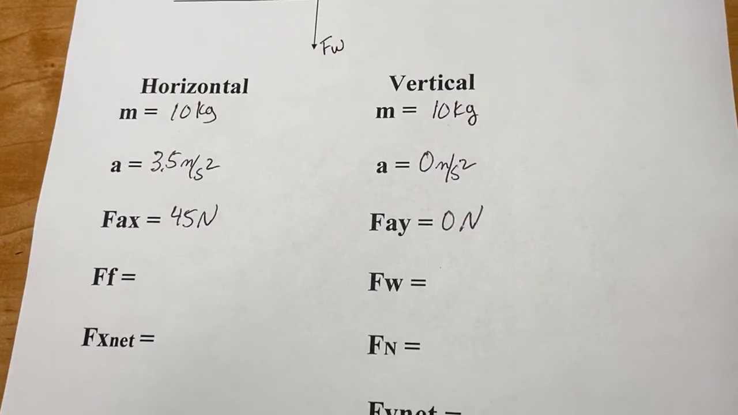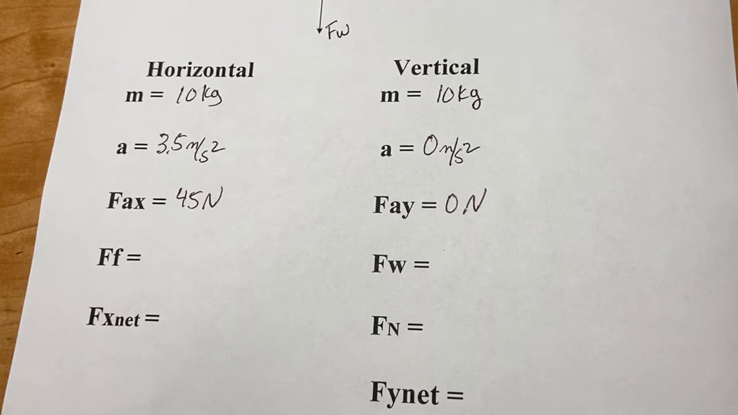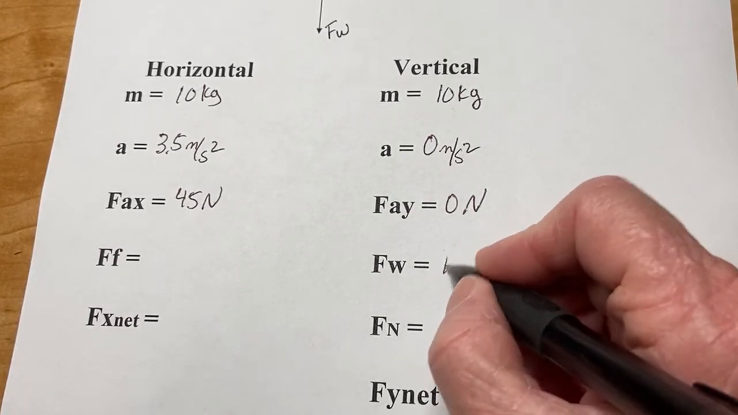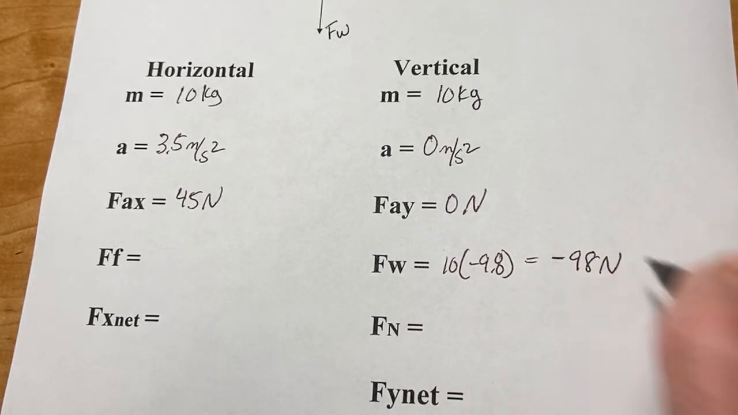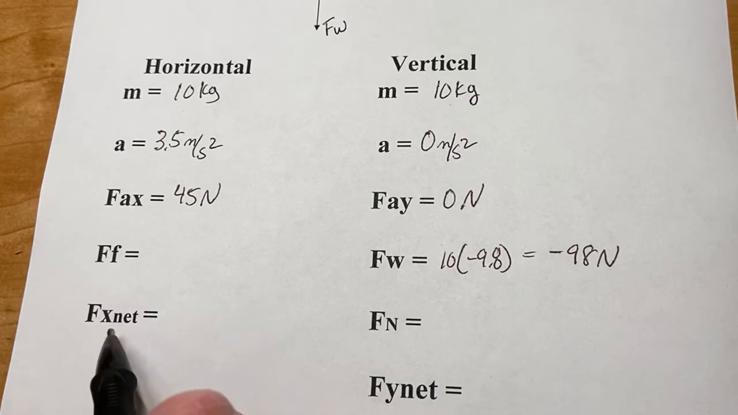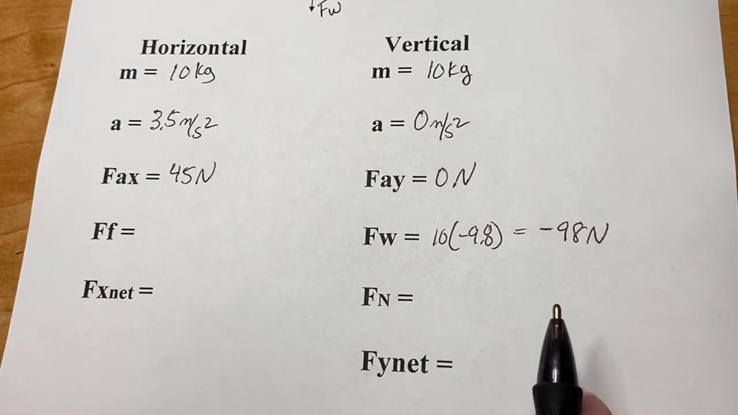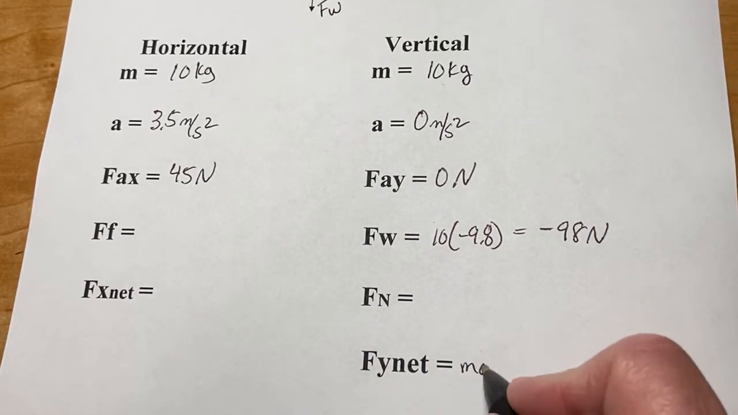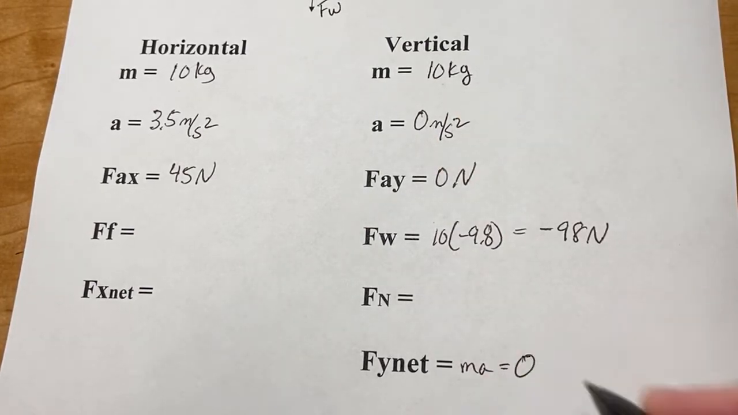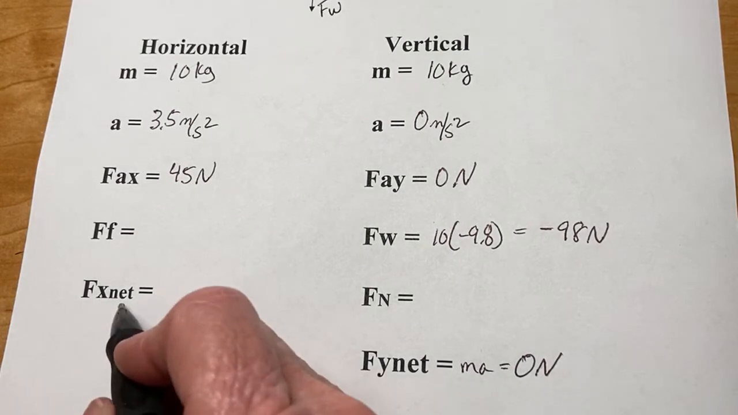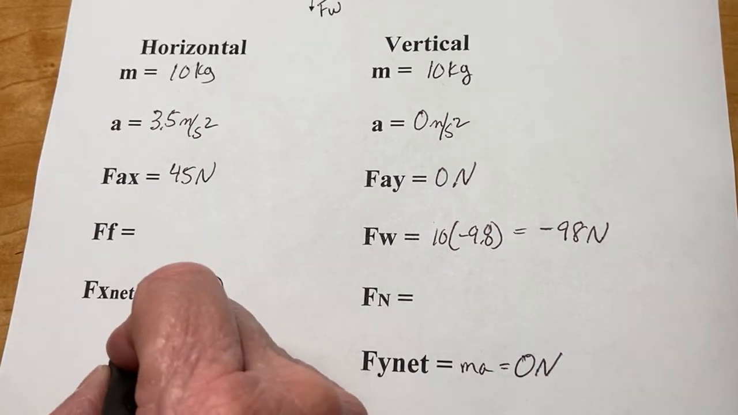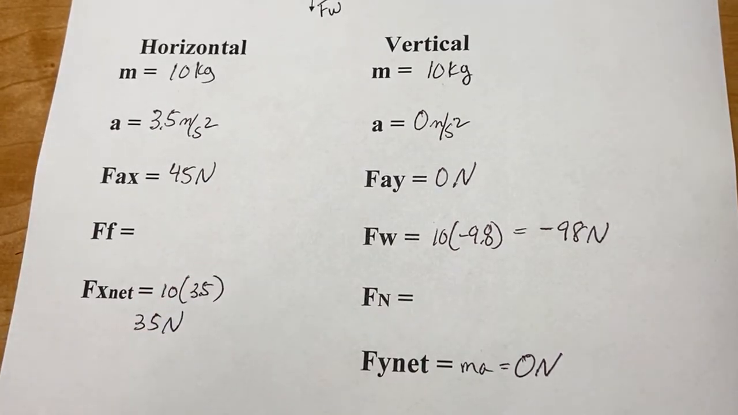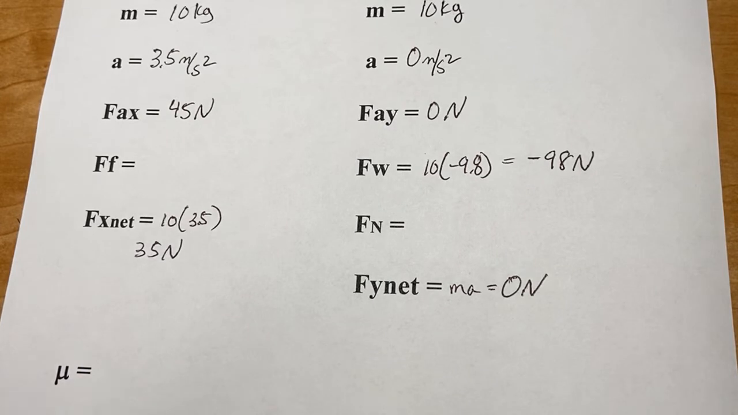So I'm going to do the same kind of thing. I'm going to do the weight. So this is 10 times negative 9.8. You can do that in your head, negative 98 newtons. So I'm going to go to both of these. Fy net is m times a. Well, vertically, we get 0 newtons. Don't forget your newtons. Horizontally, we do have something. We have 10 times 3.5. That's going to be 35 newtons. And we're going to use that same formula, even though they both have an MA.